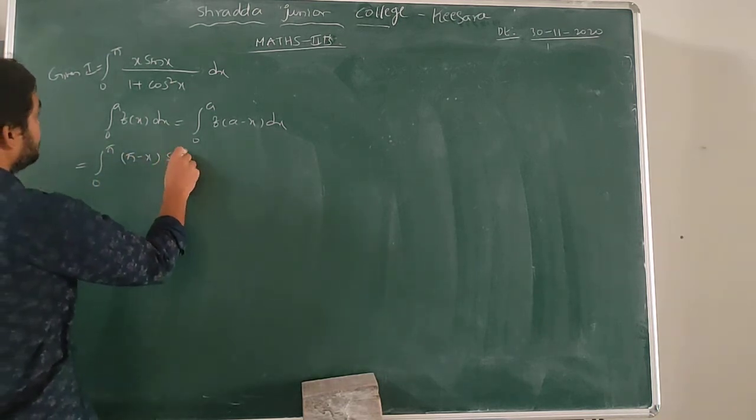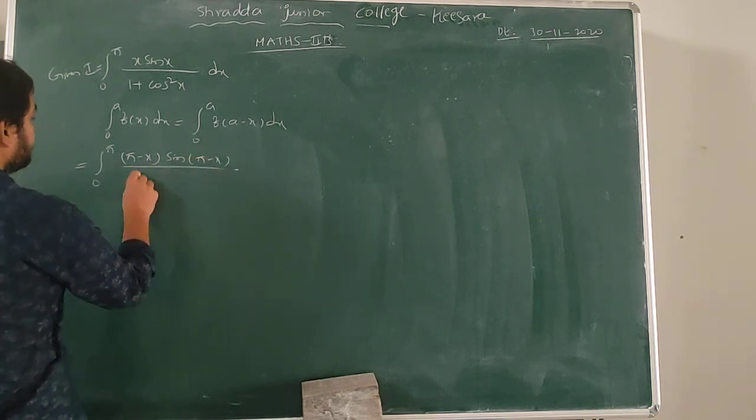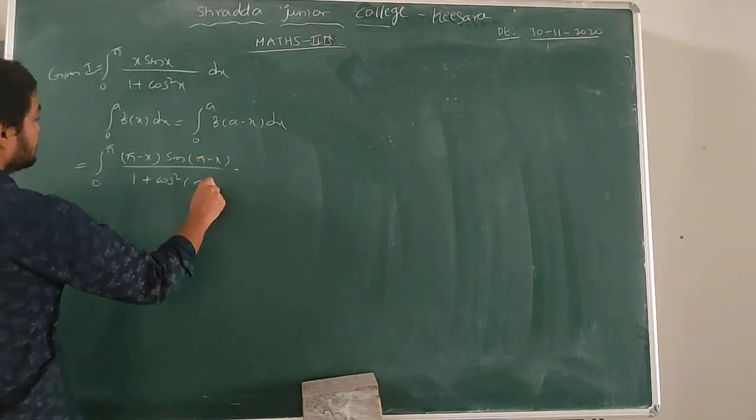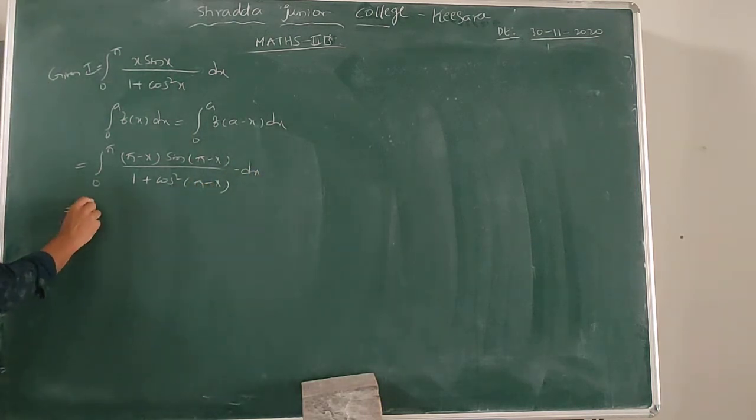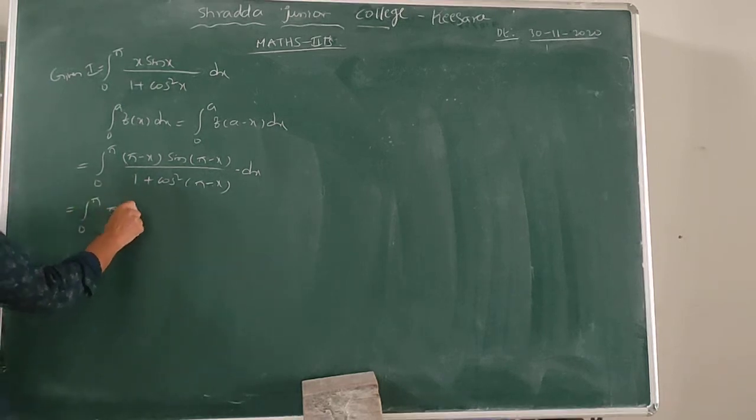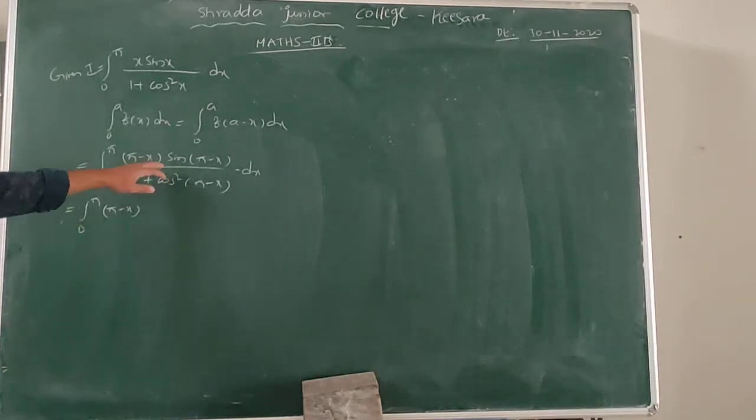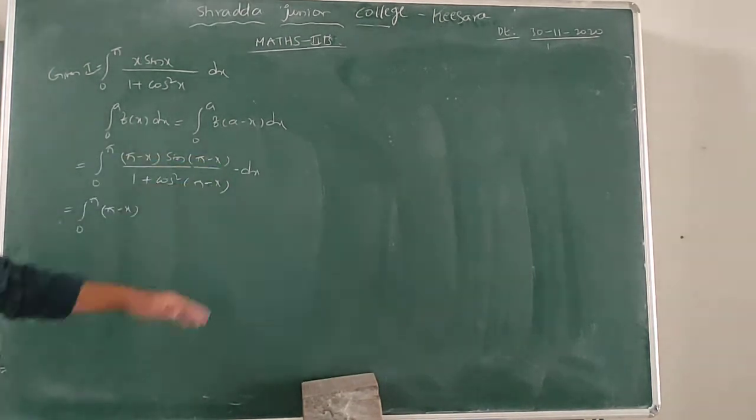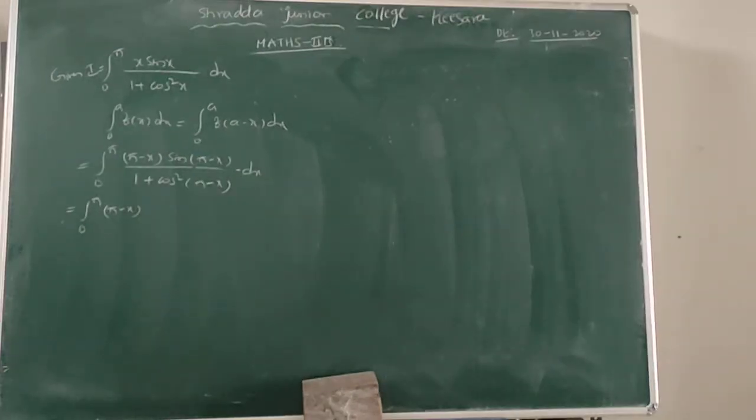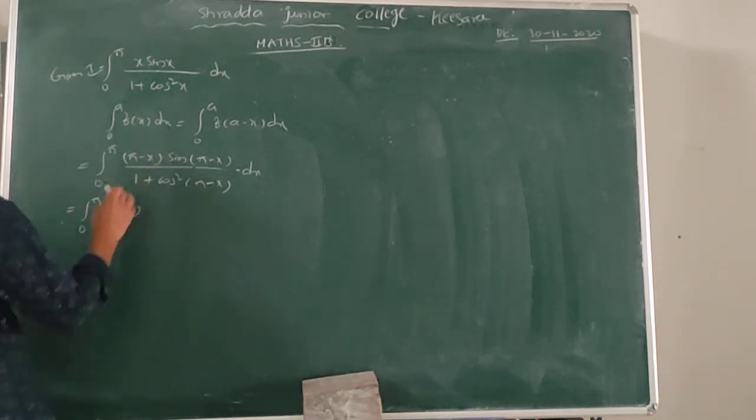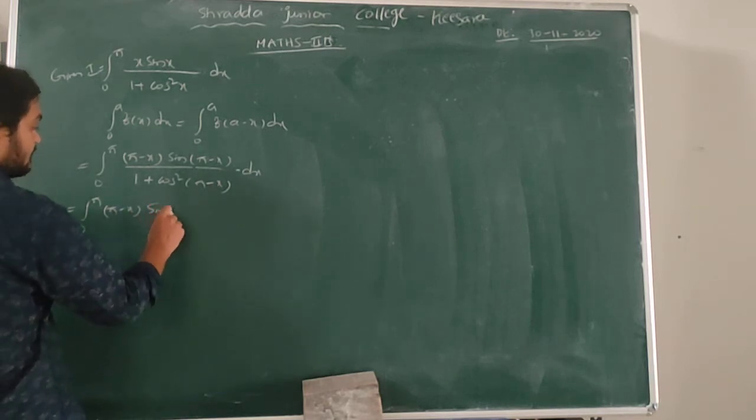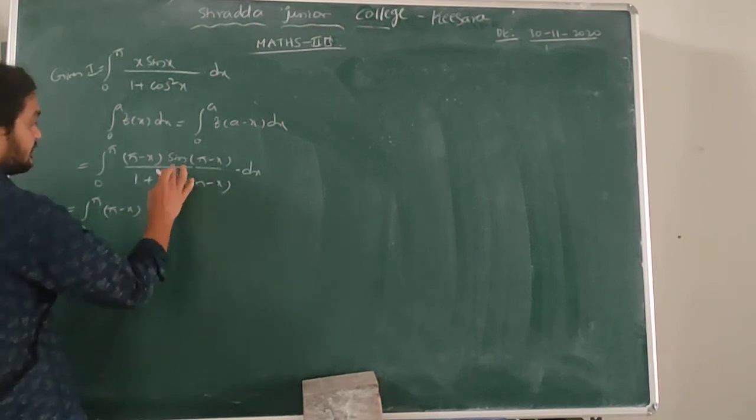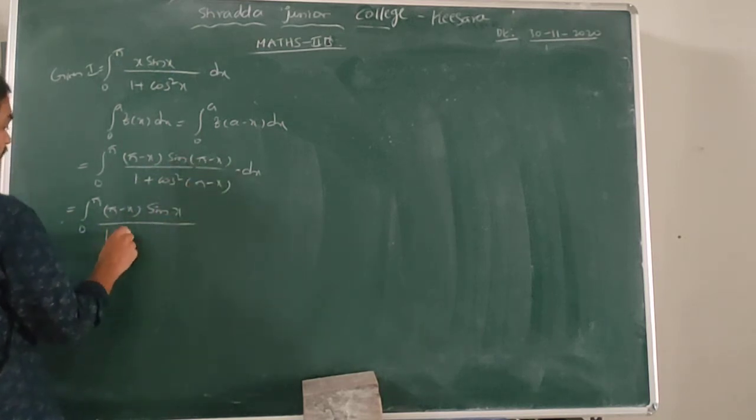Now integration 0 to pi of pi minus x into sin of pi minus x by 1 plus cos square of pi minus x dx. Now see, sin of pi minus x, that is sin of 180 minus theta. So that lies in which quadrant? Second quadrant. And in the second quadrant sin is what? That is positive. Apply the second rule here. So then sine becomes sine, so sin x by 1 plus.